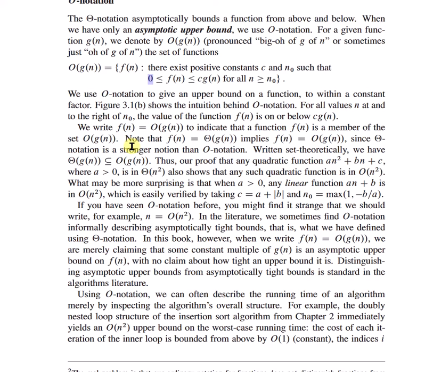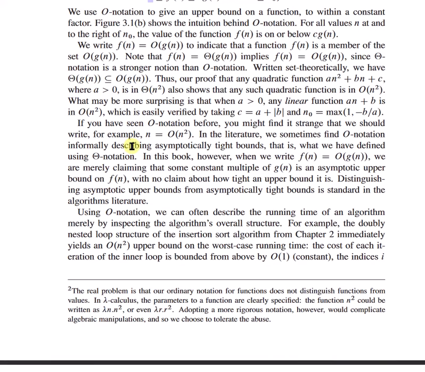When we write f of n equal to big O of g of n, we indicate that the function f of n is a member of the set. Note that f of n equal to theta of g of n implies f of n equal to big O of g of n, since theta notation is a stronger notion than big O notation. Written set theoretically, we have theta of g of n a subset of big O of g of n. Our proof for why it is a subset is that for big O notation the lower bound is not set, so it is a much larger set than theta notation. Thus our proof that any quadratic function a n square plus bn plus c, where a is greater than 0, is in theta of n square also shows that any such quadratic function is in big O of n square.